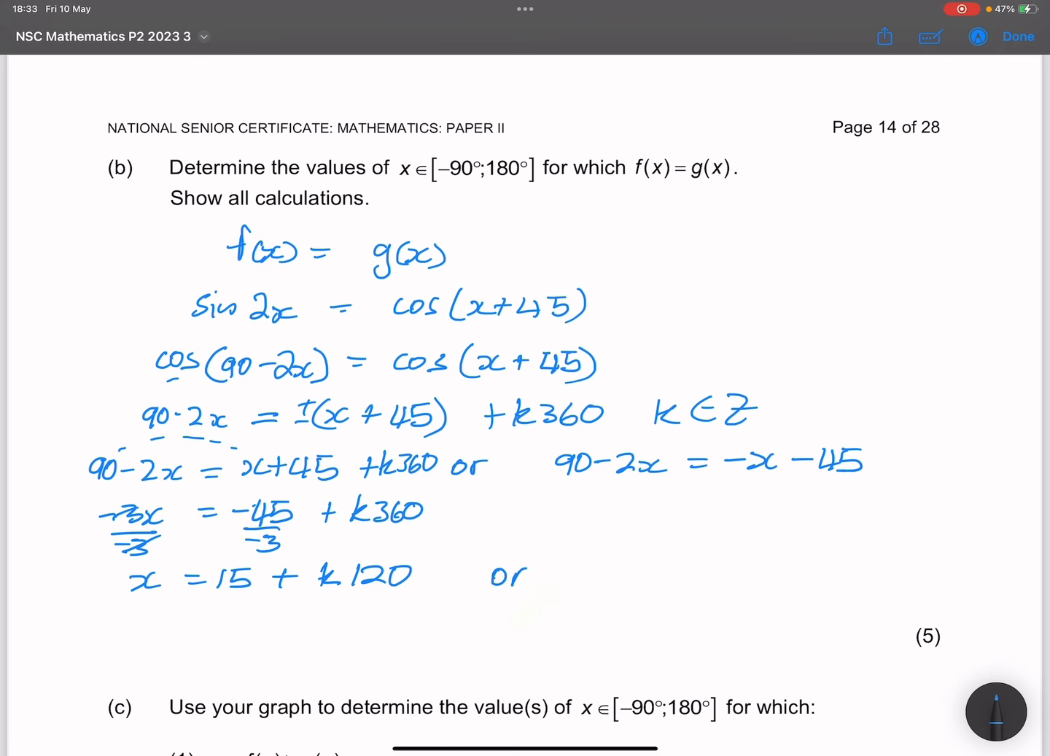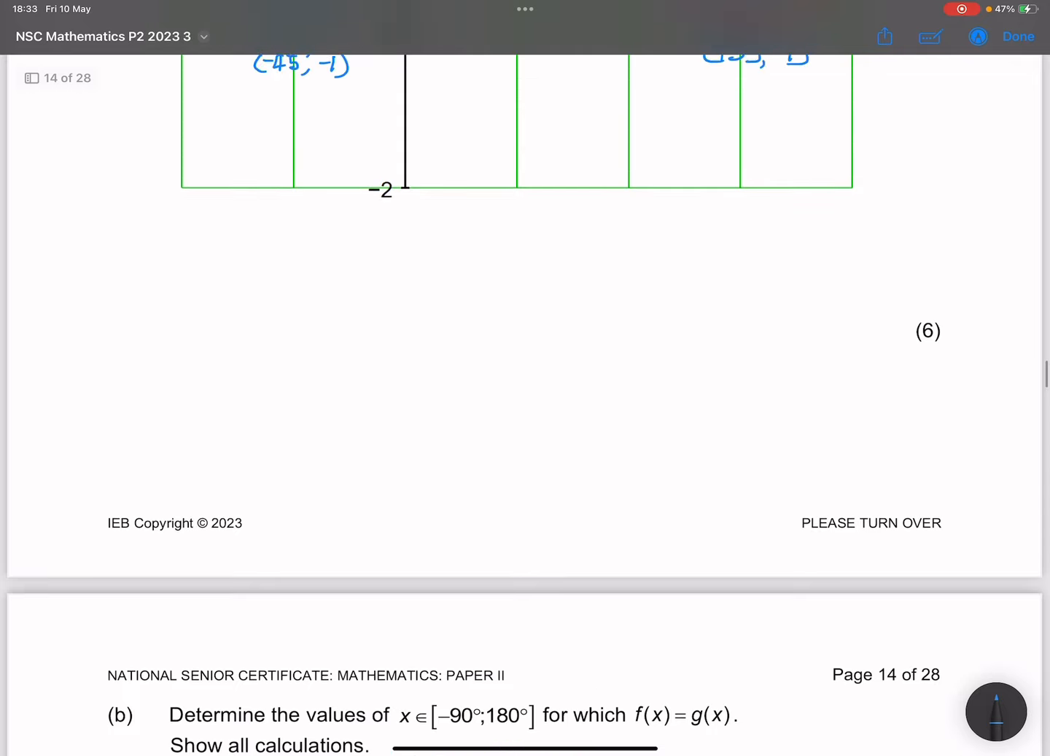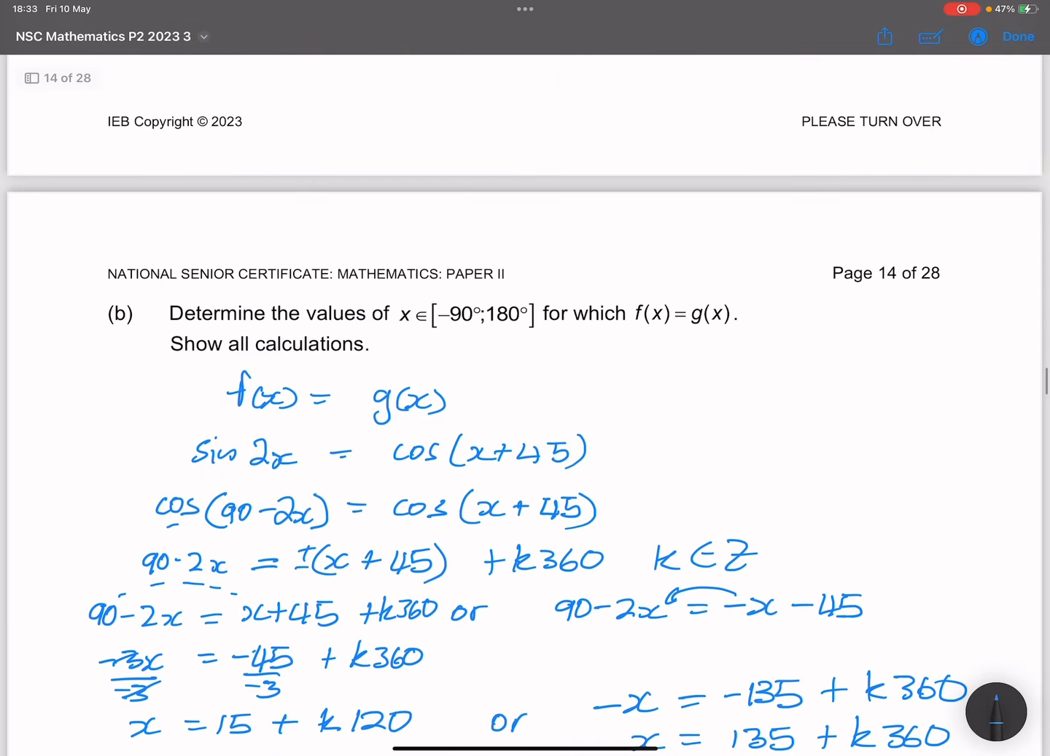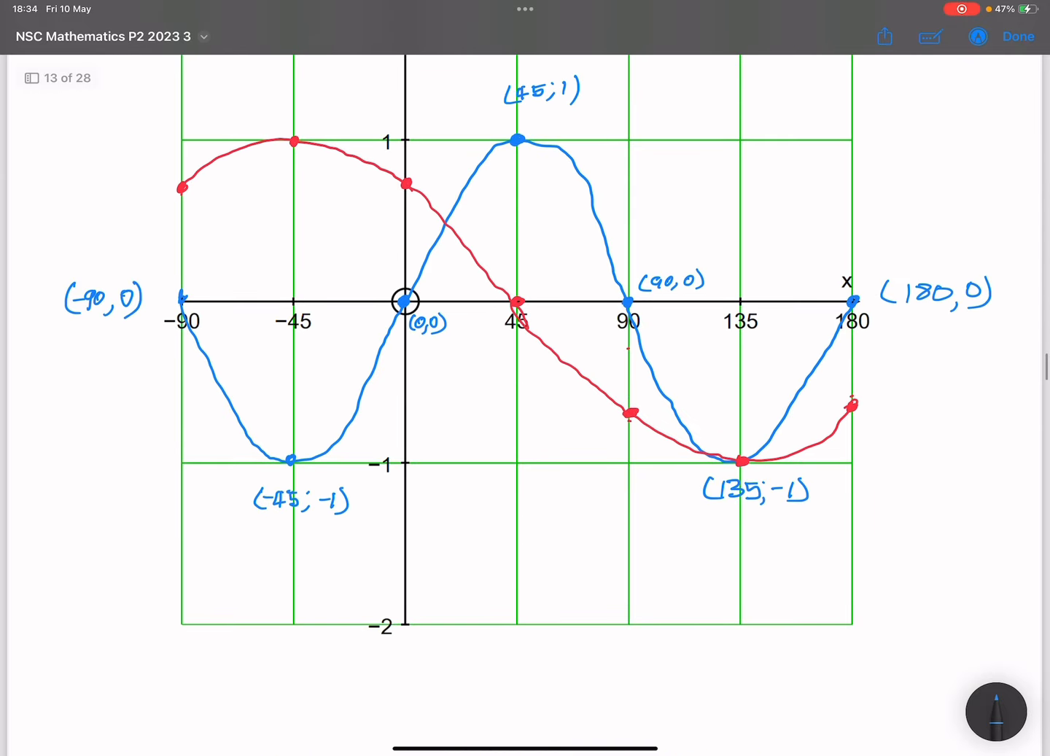Or let's look at the next one. If I bring the x to the other side, I've got minus 2x plus x, which gives me minus x. If I take the 90 to the other side, it will be minus 45 minus 90, which is minus 135, plus k 360. And so x is equal to 135 plus k 360. Now they said I must look for the solution between negative 90 and 180. You can already see that this graph intersected at 2 points.